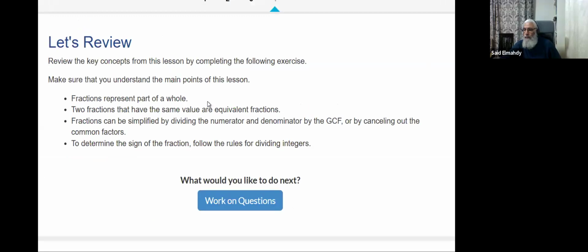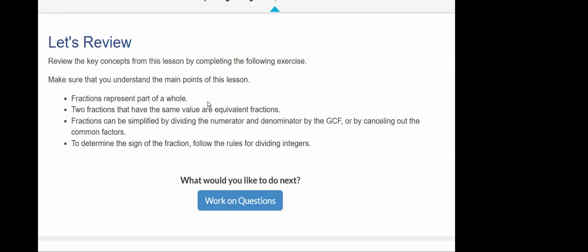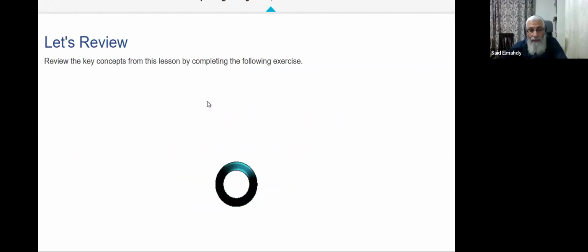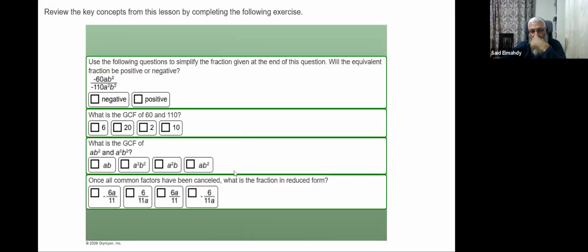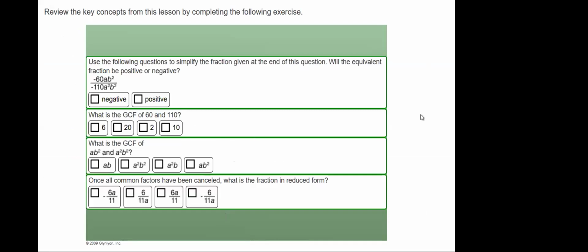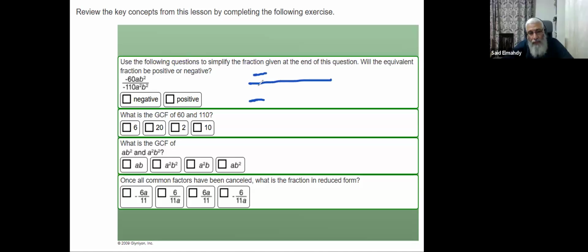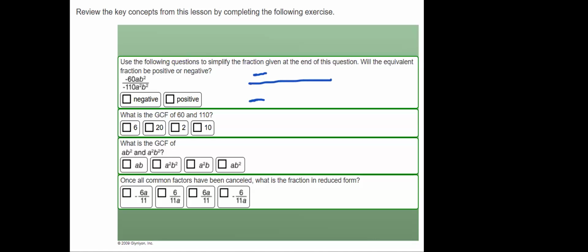Review the key concepts from this lesson by completing the following. So what's happening? It said, use the following question to simplify the fraction given at the end of this question. Will the equivalent fraction be positive or negative? So we have negative divided by negative. What is negative divided by negative? Positive. Yes, correct.